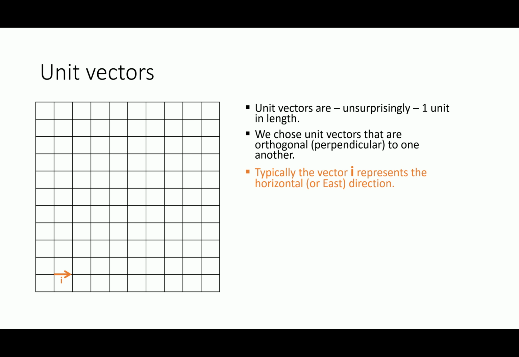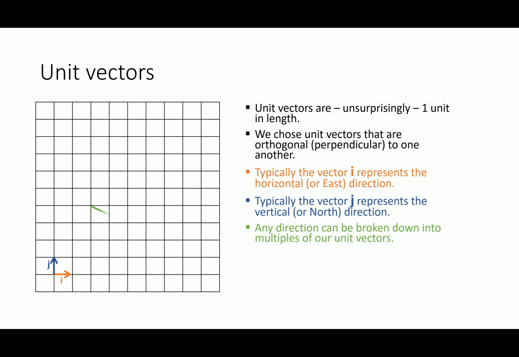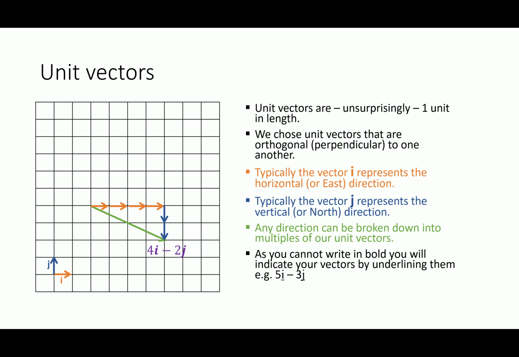Typically, the vector i represents the horizontal, or in some problems the east direction, and the j vector represents the vertical or north direction, or y direction as we might be used to. We can then create any other direction out of multiples of these horizontal and vertical vectors. So here we've got a diagonal direction that's shown as 4i minus 2j. And because we can't actually write in bold, we indicate our vectors by underlining them to say that these are bold letters.